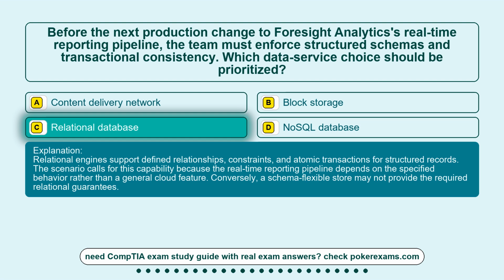Relational engines support defined relationships, constraints, and atomic transactions for structured records. The scenario calls for this capability because the real-time reporting pipeline depends on the specified behavior rather than a general cloud feature. Conversely, a schema-flexible store may not provide the required relational guarantees.